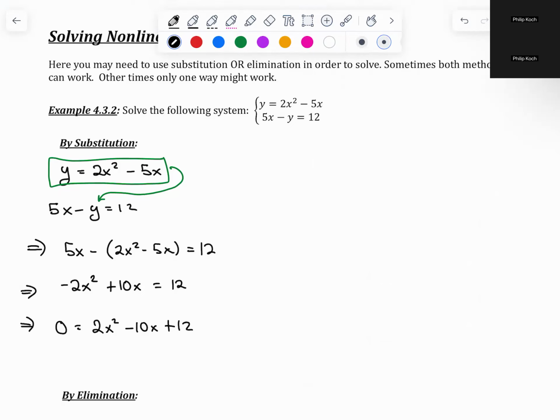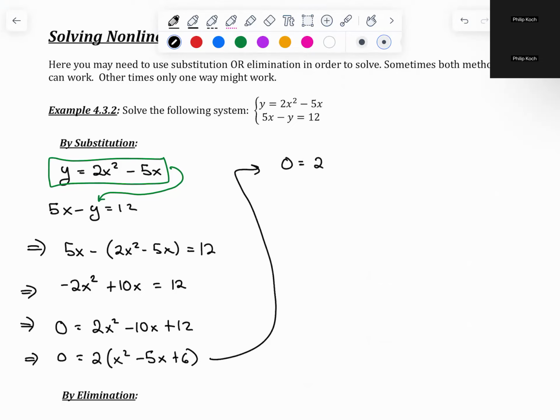And that factors nicely to 2 times (x squared minus 5x plus 6) equals 0. And x squared minus 5x plus 6 does factor nicely. But if it doesn't, remember you always have the quadratic formula in your back pocket: x equals -b plus or minus the square root of b squared minus 4ac, all over 2a. Pretty fast at saying that now. But either way, this one does factor nicely.